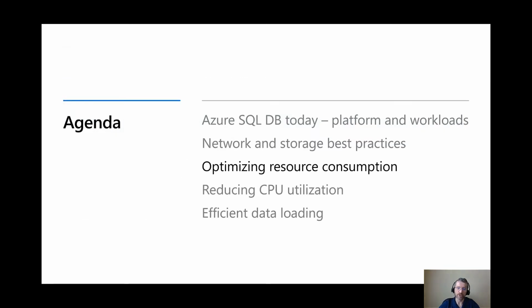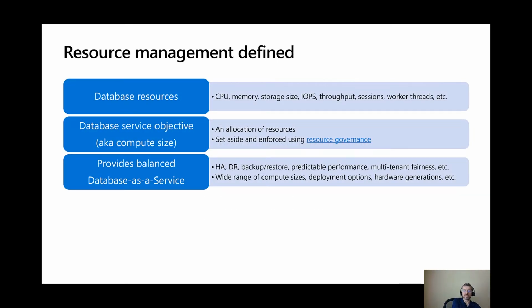So our next topic is resource consumption and how you can optimize it. Before we talk about it, let's just define some terms. When we talk about resources here, I'm talking specifically about database resources, so things like CPU, memory, storage, and so on. I'm not talking about ARM resources or Azure resources or anything like that. So we have a concept known as the database service objective. It's actually known by many other names, such as compute size or service level objective, and so on. And it's basically just an allocation of resources given to a database. So this allocation of resources is set aside and enforced using resource governance.